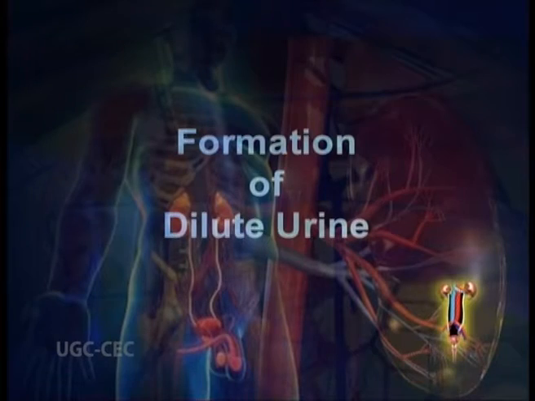ADH controls whether dilute urine or concentrated urine is formed. In the absence of ADH, urine is very dilute, whereas a high level of ADH stimulates reabsorption of more water and produces concentrated urine. How is the dilute urine formed? Glomerular filtrate has the same ratio of water and solute particles as blood. Its osmolarity is about 300 milliosmol per liter.